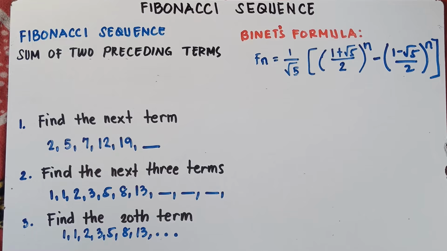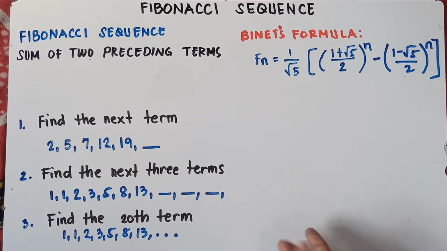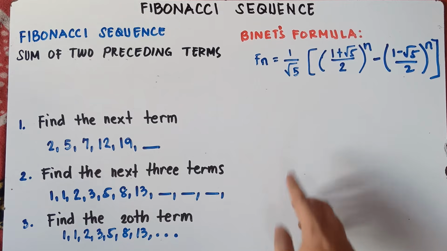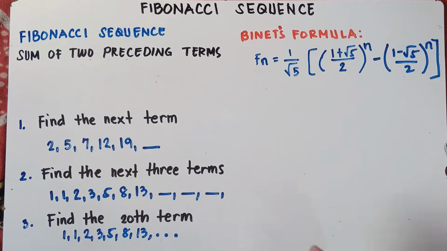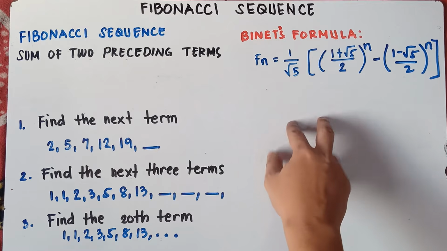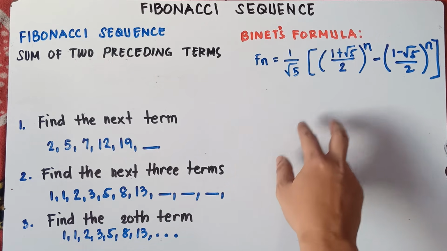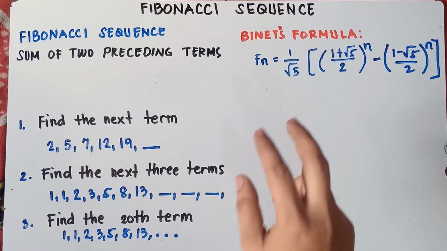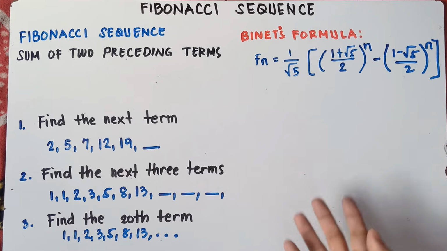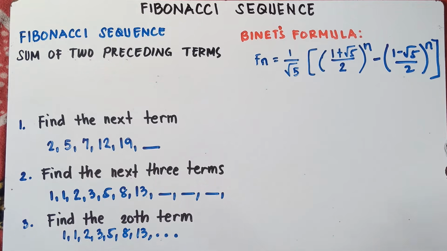Now, to find the 20th term, you can do it manually, but it will take time. That's why we have Binet's formula. Because if you are told to find the 50th term, it will take time for you to add those numbers, starting from the first term up to the 50th term. So that's why we have this formula. I will teach you class how to solve for the 20th term using the formula. By just pressing the calculator, you can get the answer right away. So if the teacher allows you to use a calculator, that would be good for you.